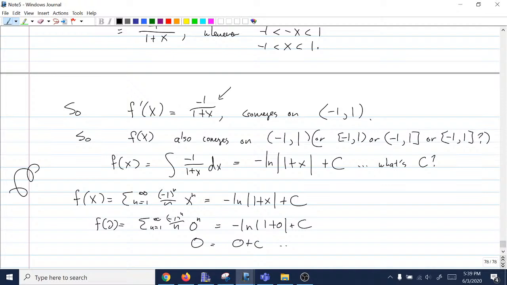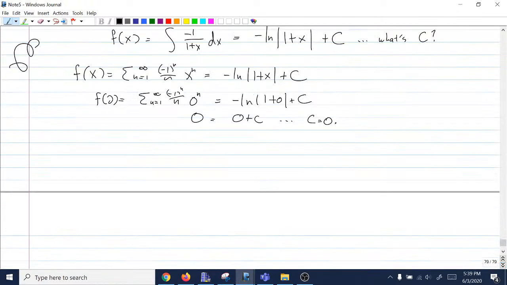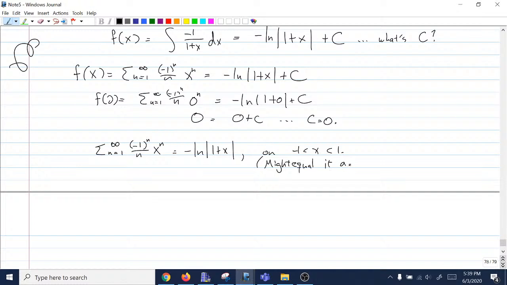It turns out c equals 0. And there's our solution. We've evaluated that the sum from n equals 1 to infinity of (-1)^n over n times x^n does equal negative natural log absolute value of 1 plus x on x between negative 1 and 1, and might equal it at negative 1 and 1 also.